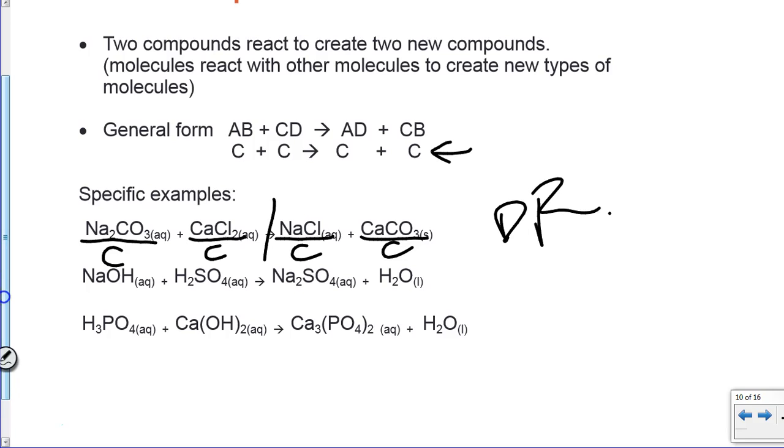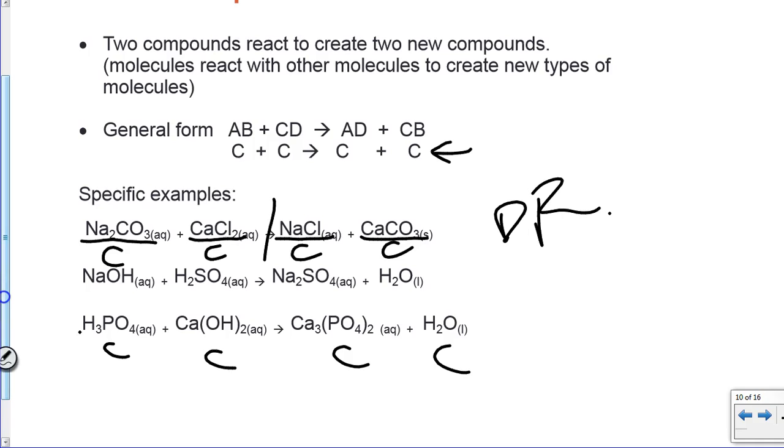Okay, so let's take a look at the third one. We're going to skip over the second one. It's kind of similar. But what you should notice here is we have a special kind of reaction happening here. Obviously we see more than one capital letter. We see a compound, a compound, a compound, and a compound.